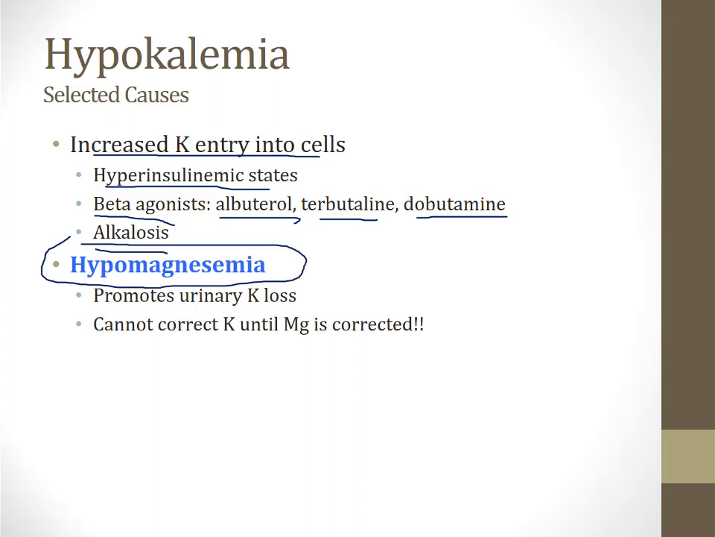I'll discuss this in more detail later in this video when we get to magnesium, but hypomagnesemia promotes urinary potassium loss. And importantly, you will not be able to replete the patient's potassium until you correct the mag first. The classic scenario is a patient with hypokalemia who does not respond to potassium therapy. That patient likely has a low magnesium level, and you have to fix the magnesium first.